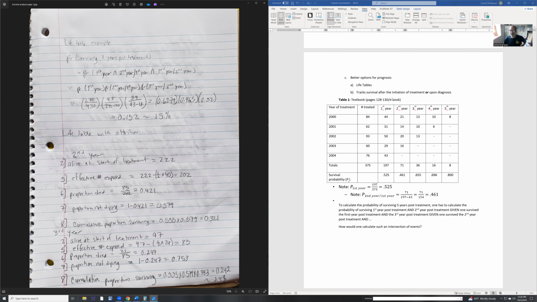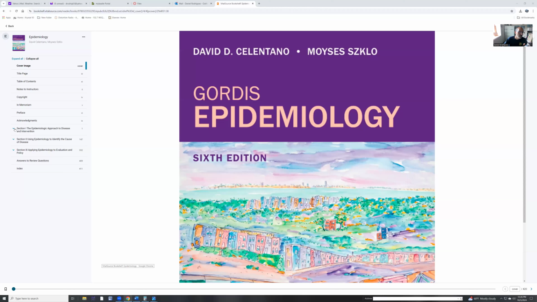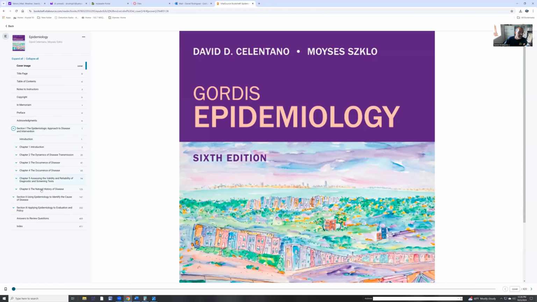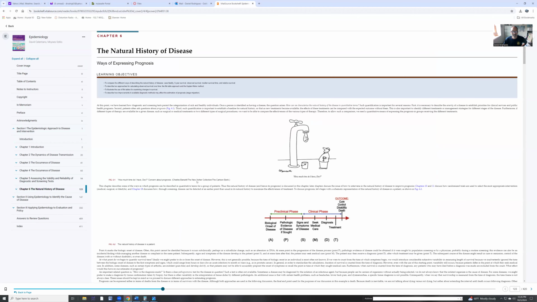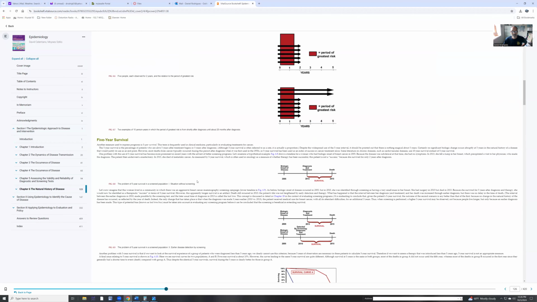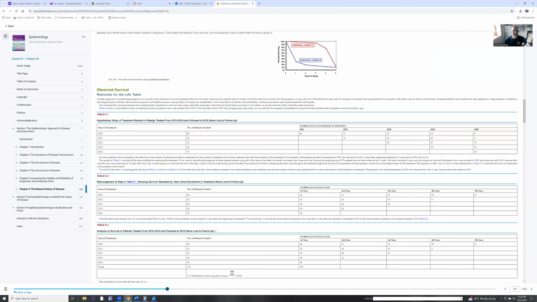We track survival from initiation of treatment or upon diagnosis. But this is an example from the Gordis textbook, page 120, the ebook 128 to 130. So just so we know where I am here, that should be in chapter 6. Yeah, 128 to 130. So they're right here. So observe survival.